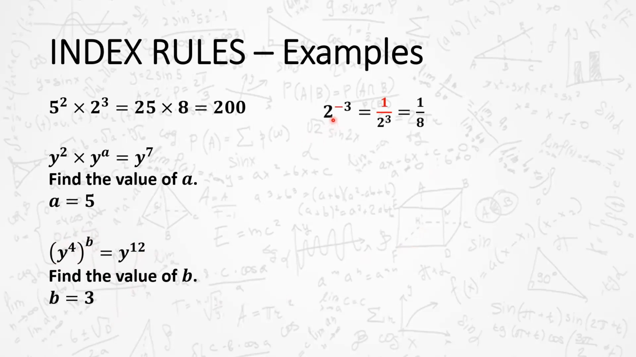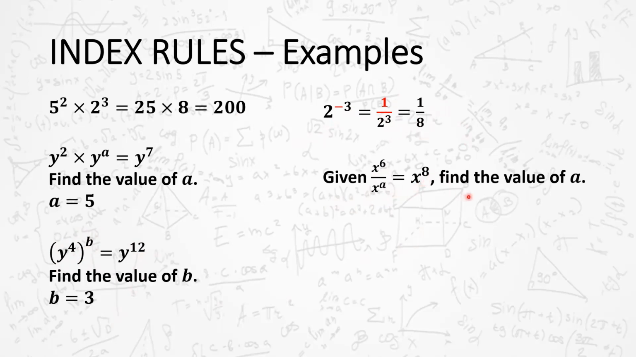Another negative index, 2 to the power negative 3 equals 1 over 2 to the power 3, equals 1 over 8.